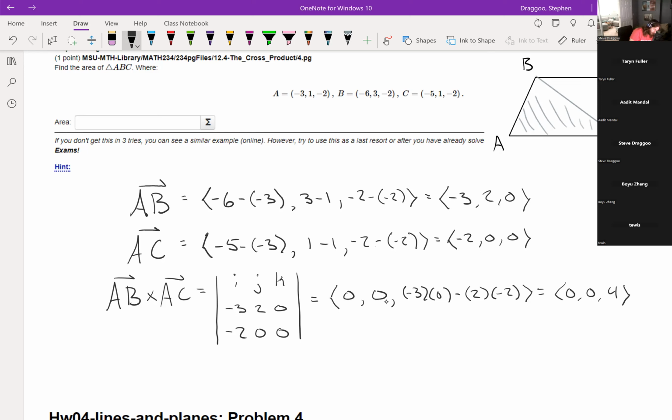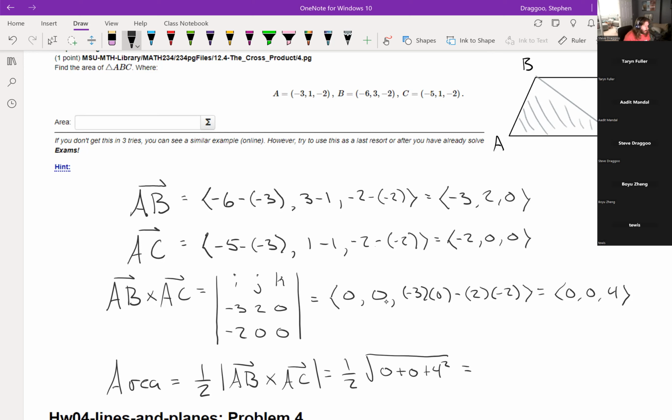So in the end, we just need to get to the area, which is 1/2 of the magnitude of AB cross AC, which is 1/2 of the square root of 0 plus 0 plus 4 squared. And then square root of 4 squared is 4. Half of 4 is 2. So our triangle has an area of 2.